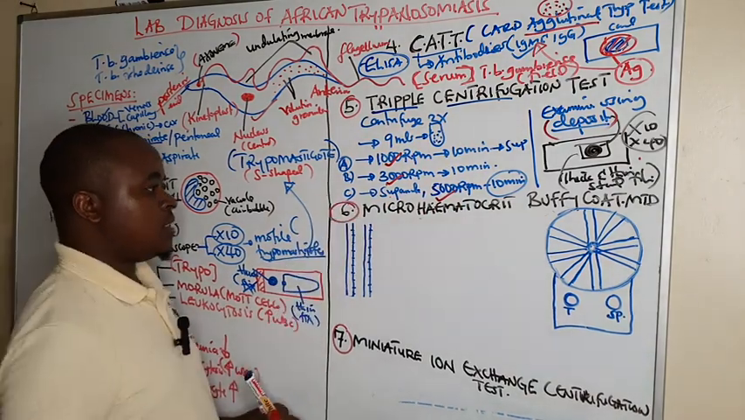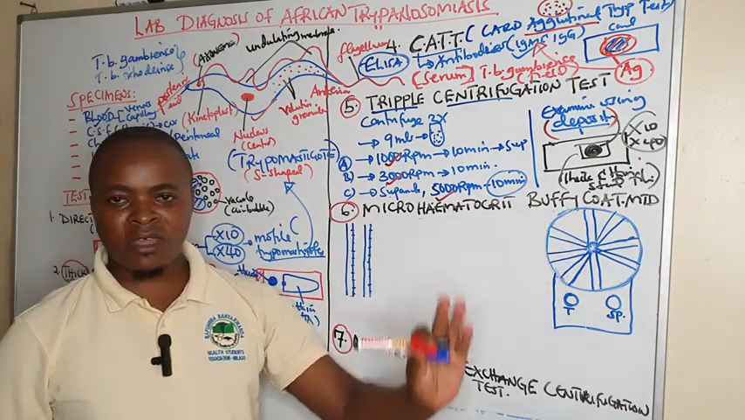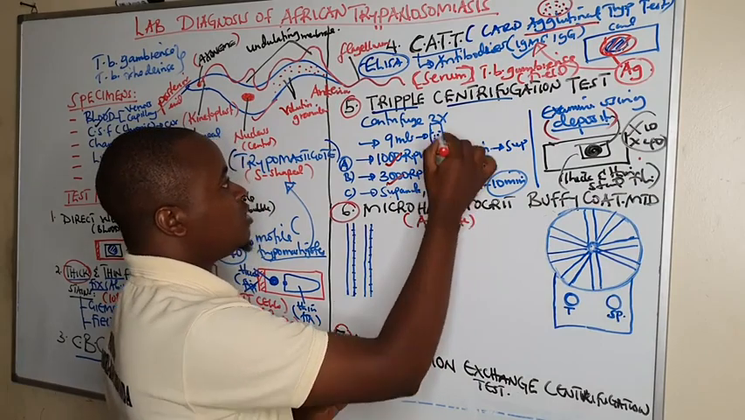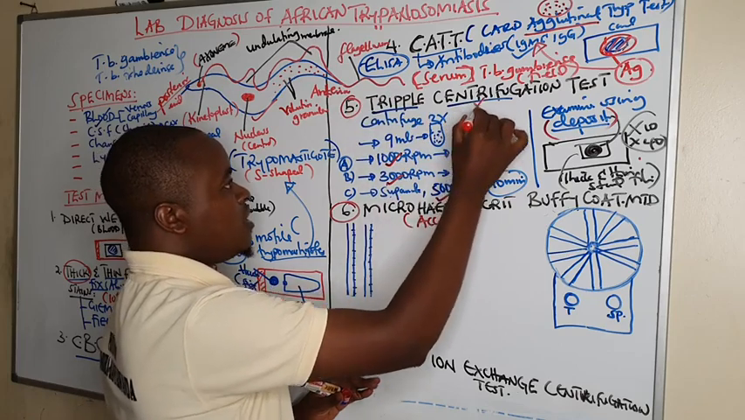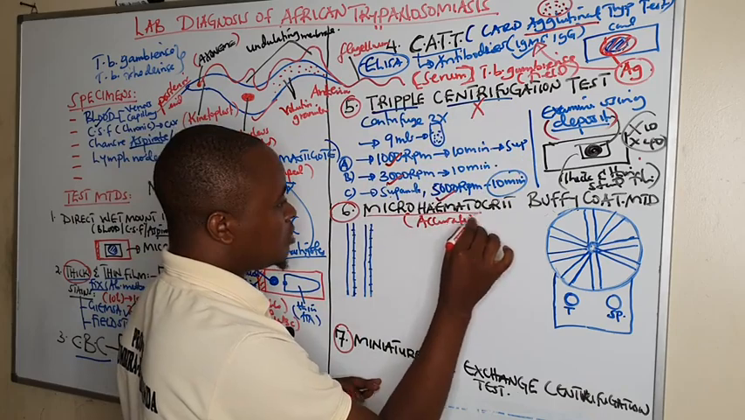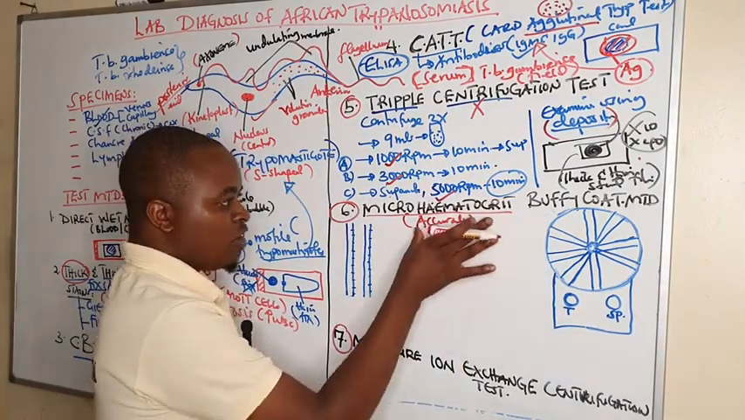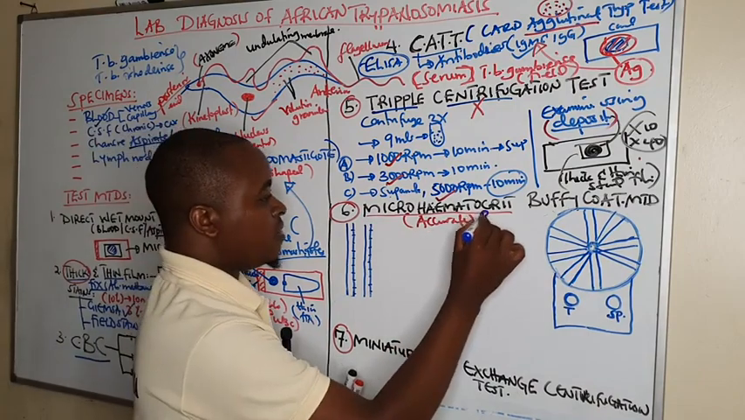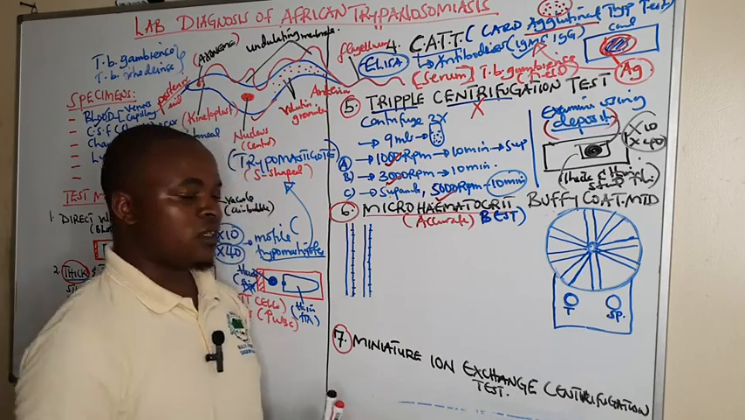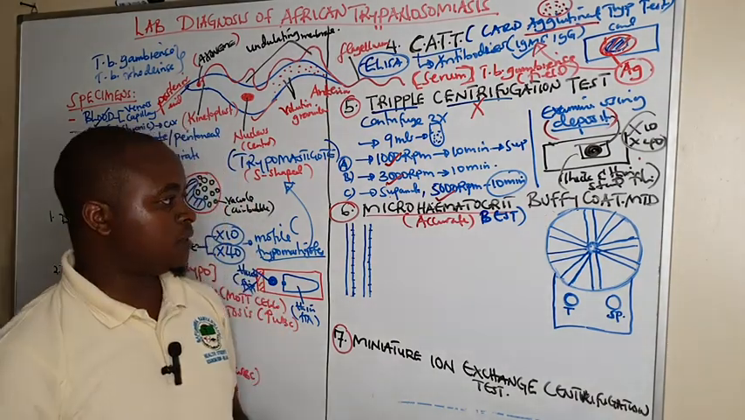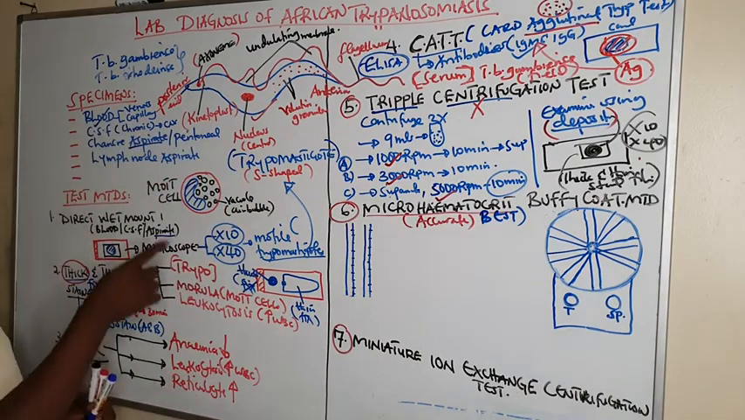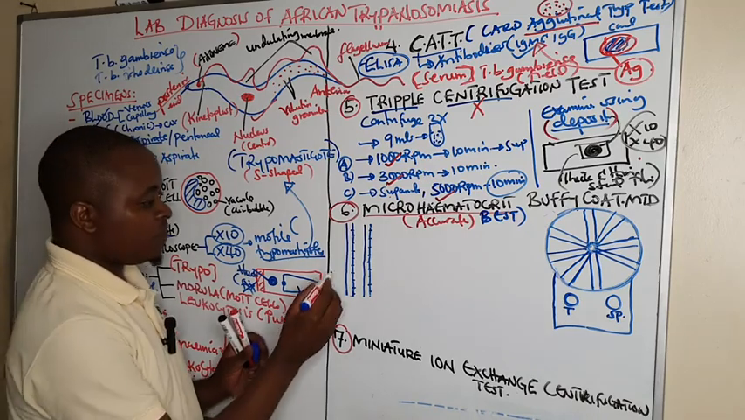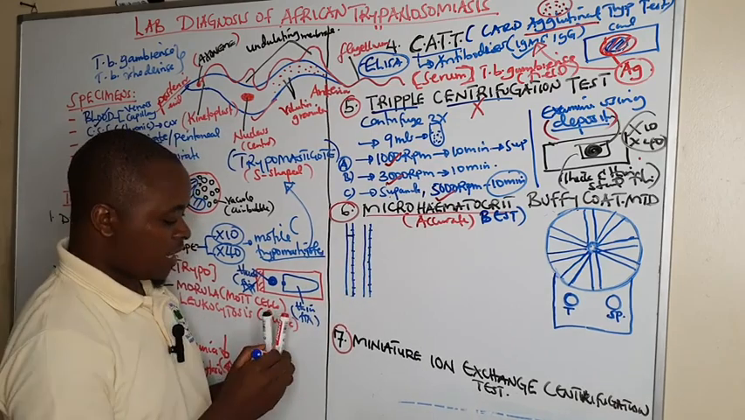Then number 6 is the microhematocrit buffy coat method. This is the most accurate and sensitive compared to triple centrifugation. So the triple is done where we cannot obtain a microhematocrit centrifuge. But if you can obtain a microhematocrit centrifuge, this becomes the best method of concentrating the trypanosomes. And how do we do it? We collect venous blood, or CSF, or aspirates, and then we fill them to 3/4 within the capillary tube.